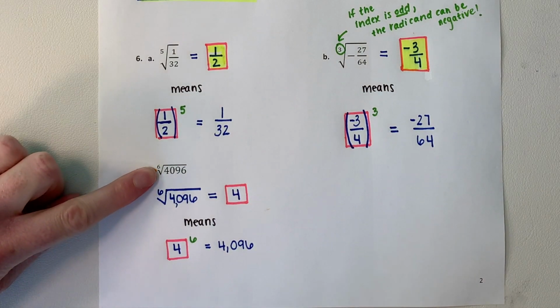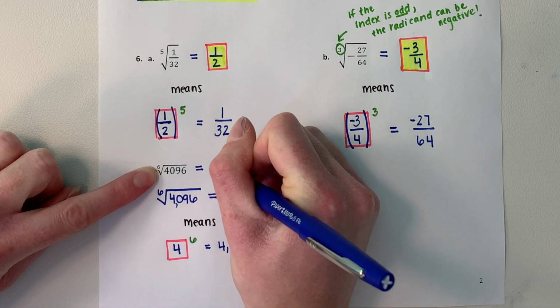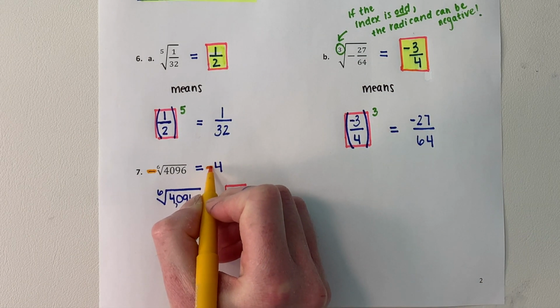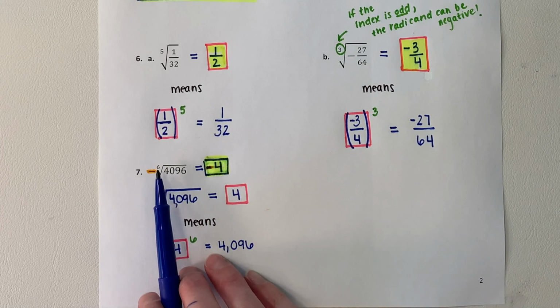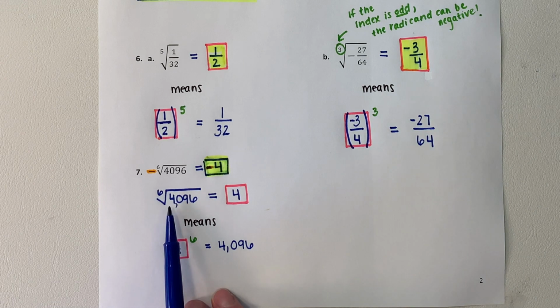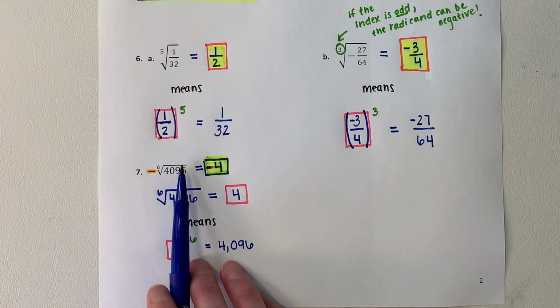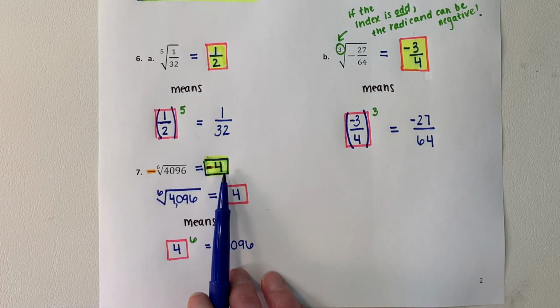So, we're ignoring this negative for the time being, and we said that the 6th root of 4096 is equal to 4. Now, since our original problem has a negative out front, we need to add that negative to our answer as well. And you could think of this negative as a negative 1 times the 6th root of 4096. We found that the 6th root of 4096 is equal to 4. So this quantity is equal to 4. So we want to take negative 1 times 4, which equals negative 4.